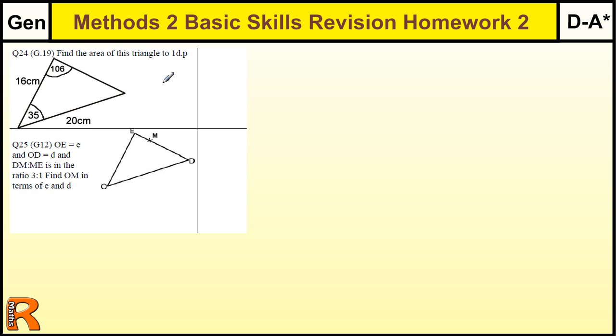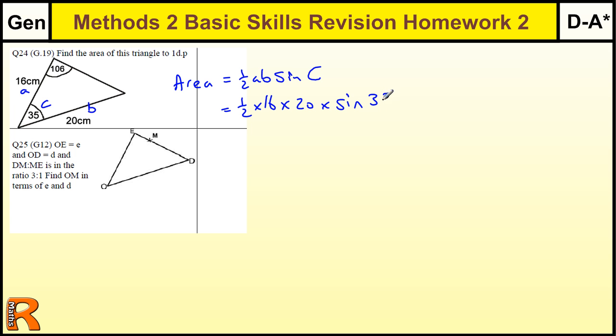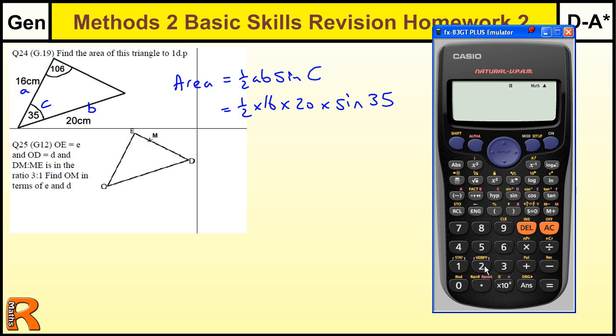Okay, the last two questions. Question 24, area of a triangle, of any triangle. If we have an angle and two sides either side of that angle, we can then use that. If we call this angle C, and this B, and this A, then the area equals a half AB sine C. So we've got a half of A, which is 16, times B, which is 20, times the sine of 35 degrees. And we can just type that into the calculator, and that gives the answer.